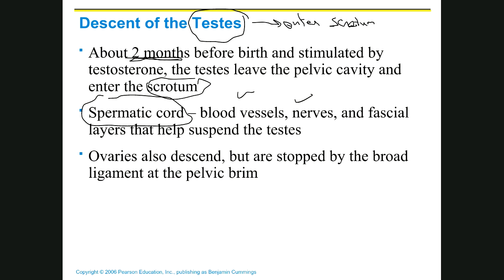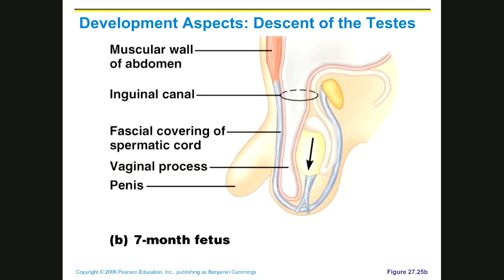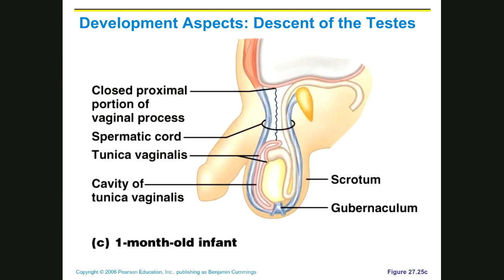Well, ovaries also move down a little bit too, but they don't pass through because they don't have this inguinal canal. But here's a 3-month fetus. There's the testis right there. Look how high up it is. And then if we go to a 7-month fetus, it's beginning to pass through and beginning to enter the scrotum. And then right around the time of birth, it's fully entered. And there's our spermatic cord. Remember, blood vessels, nerves, the vas deferens, and all that.